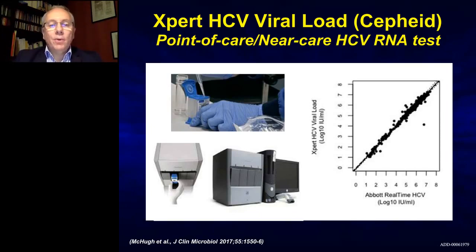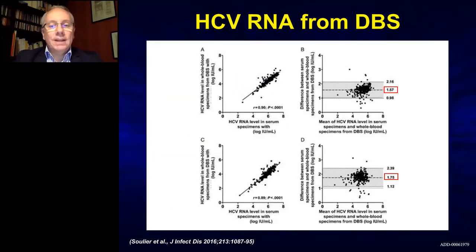What about testing for HCV RNA from DBS? I said before that DBS can be used for molecular testing, and we assessed the ability of samples taken on DBS to be used for HCV RNA testing by comparing the HCV RNA level in serum specimens on the x-axis with two different assays, with the HCV RNA level in blood specimens taken from DBS on the y-axis. As you can see, in both instances there was an excellent correlation between the two HCV RNA levels from the same patient, meaning that DBS quantification of HCV RNA is reliable.